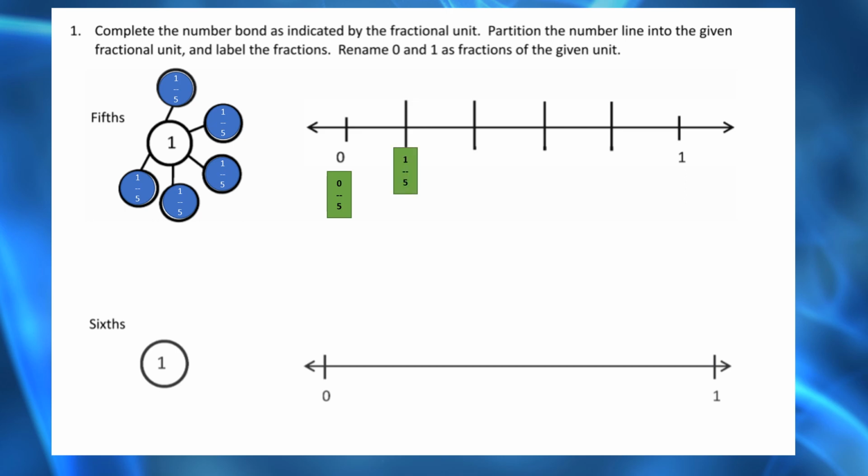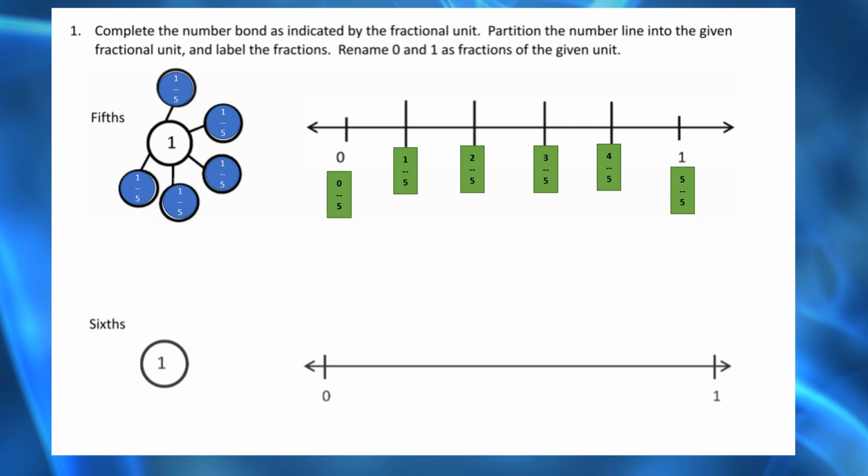Our first line should have the fraction 1/5. The second line should be 2/5. The third line should be 3/5. The fourth line should be 4/5. And the fifth line should be 5/5. Now, if you need to pause your video to make sure that you have everything on your paper that I have on my screen, go ahead and do so now.